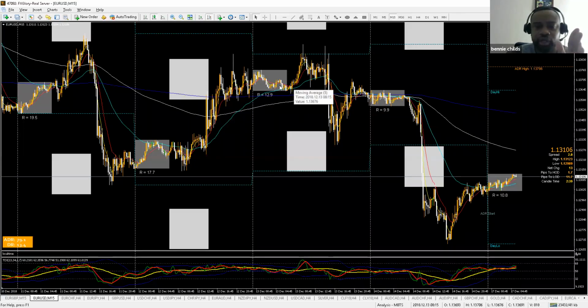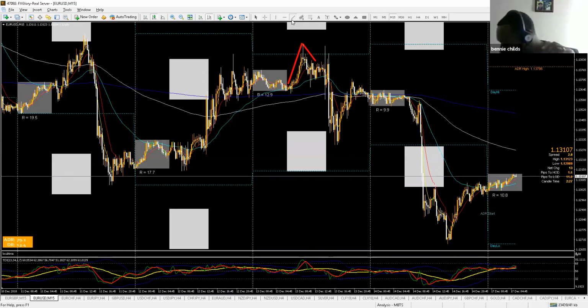And now look what the market does coming out of the Asian session. What's formed for us? The market goes up, hits the stop hunt, comes down. It goes up, hits a stop hunt, and then what does it do? It comes down.